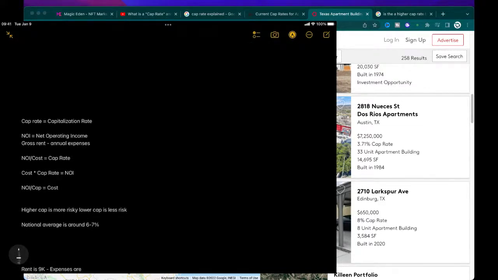As an easy example, we're going to take the cost. On the site, the cost is $7,250,000. Now you're going to take that and multiply it by the cap rate they give you. So they're giving you a 3.71% cap rate. You put that in a calculator and hit the equal sign, and you're going to get $268,975. That is what you can expect your NOI to be.